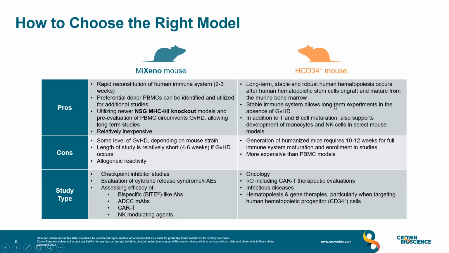In the human CD34 mouse, this has a broad range of applications in oncology, especially in evaluating IO drugs, including CAR T therapies. And it also has the ability to look at infectious diseases, hematopoiesis, and gene therapies as well.